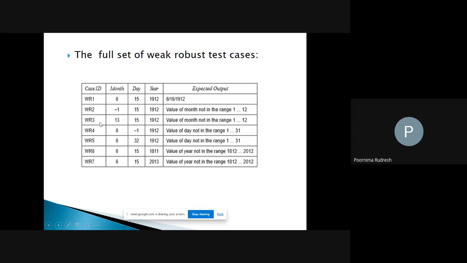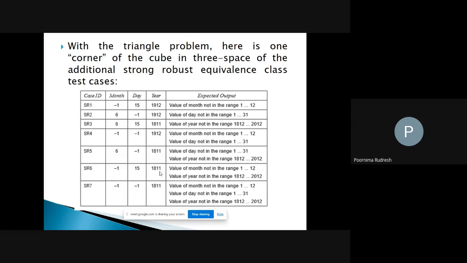See here, 6 different test cases are constructed for the invalid values. Right? 2 for each month, day, and year: 2 invalid values for month, 2 invalid values for day, and 2 invalid values for the year. So in this way, we can construct the test cases by using weak robust. If we consider the strong robust, then we get more test cases. Robust equivalence class: month, day, and year. So here we are considering the strong robust.